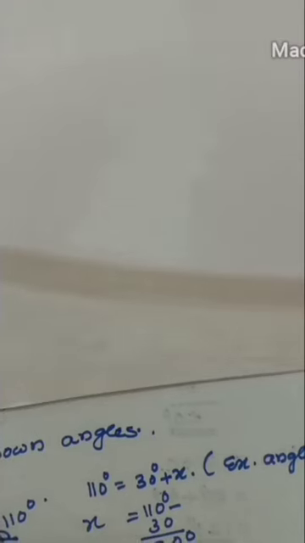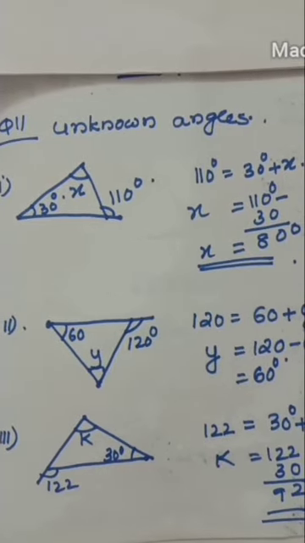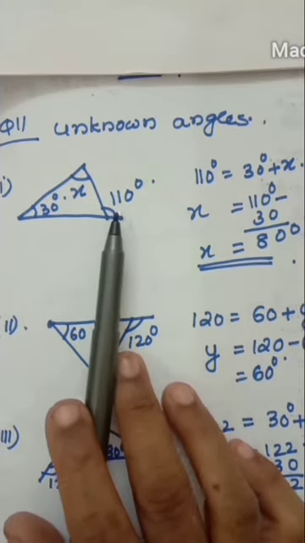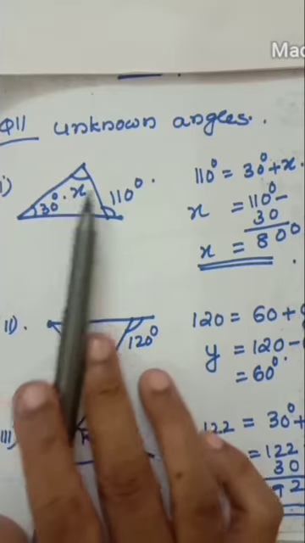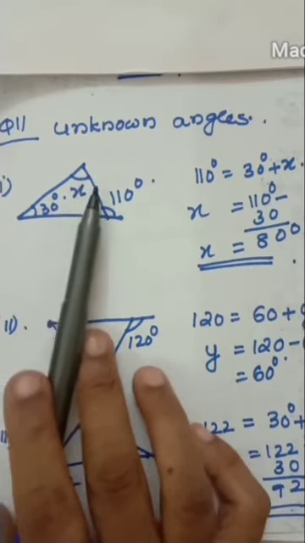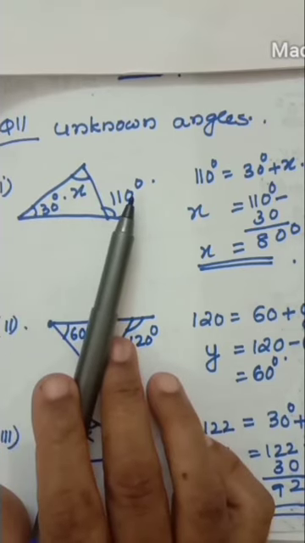Question number 11. Exterior angle property you are using here. Outside angle equal to the sum of the opposite interior angles. Opposite sum of two interior angles, you have to add it. 30 plus x equal to 110.